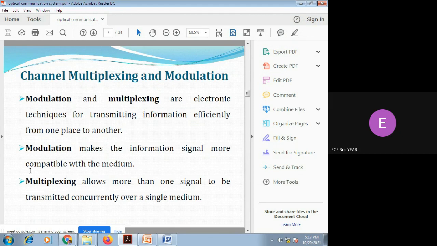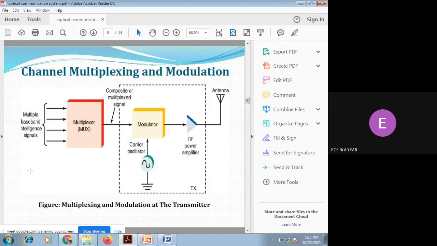So modulation makes the information signal more compatible with the medium. Multiplexing also allows more than one signal to be transmitted concurrently over a single medium. That is, more than one signal is sent to a single output line. It is called multiplexing. So this is the basic block diagram of the channel multiplexing and modulation system.